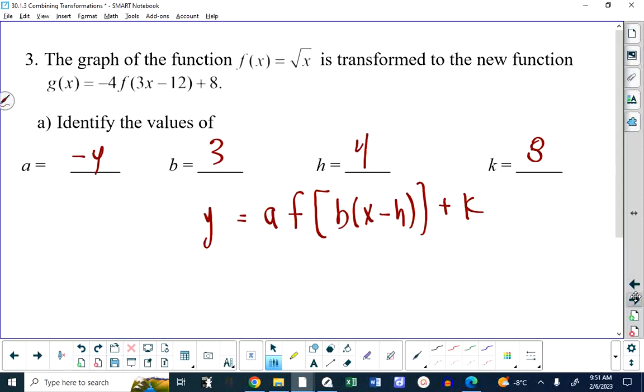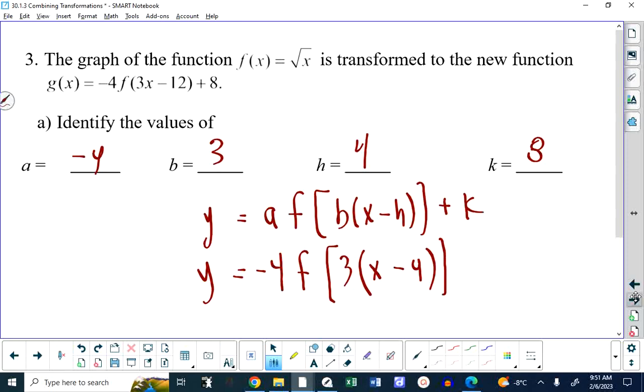And that means that this original or this transform function, you need to factor that 3 out to see that it's actually 3 multiplied by x minus 4, and then plus 8. It has to line up perfectly with that template. So you're going to need to erase that 12 that most of you put and put 4, because you can see that h is 4.